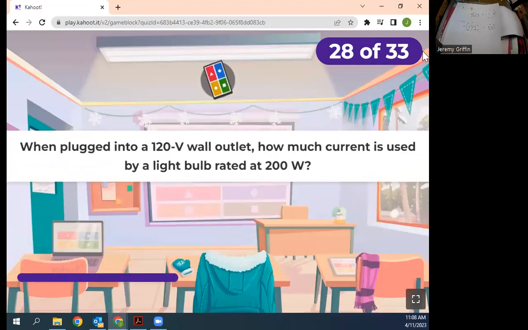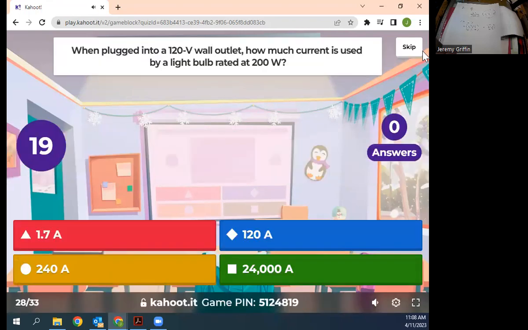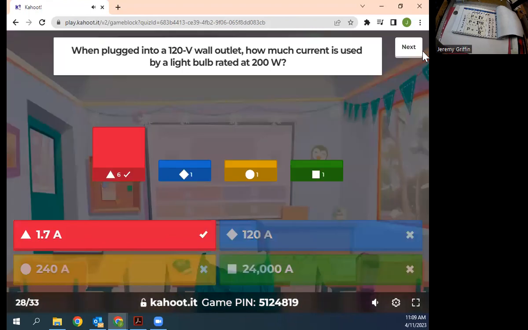When plugged into a 120-volt wall outlet, how much current is used by a light bulb rated at 200 watts? Yeah, I do need to add a little bit more time to that question too. I think it was like 1.67 amps I was getting.